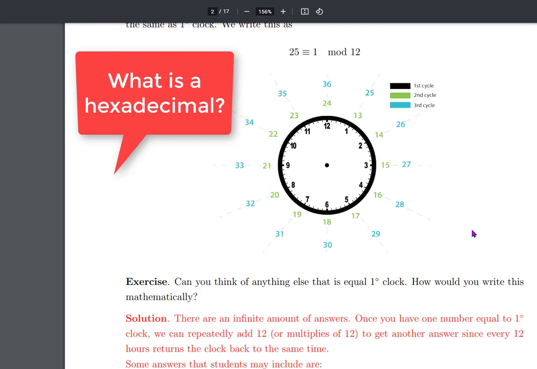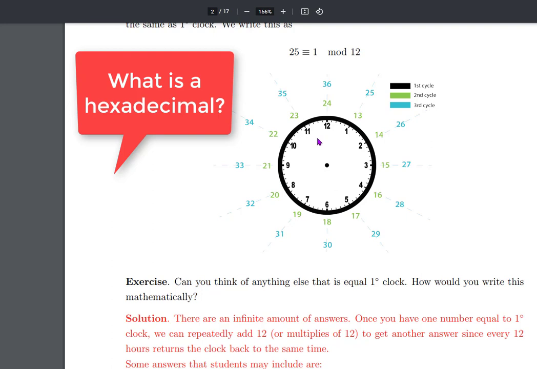So we have the clock. You know, we've been doing this for a while with military time. Let's take the number 23, right? Because most of us know that 23 is 11 p.m., right?